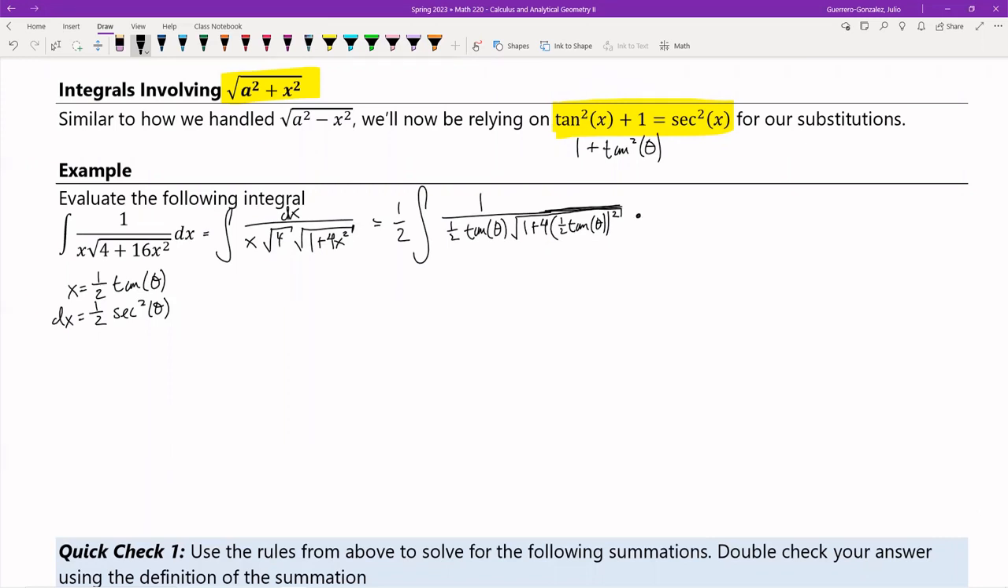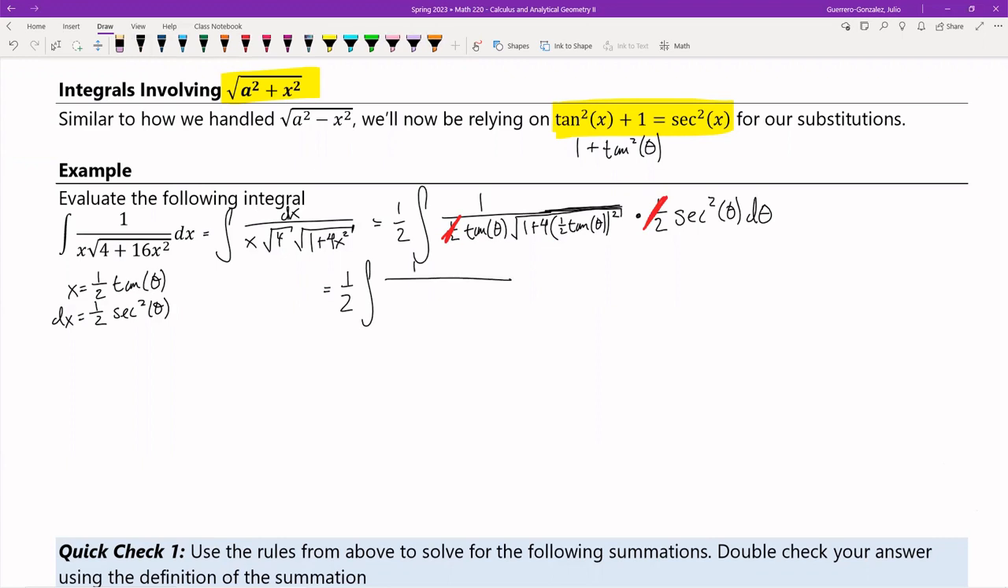Times dx, which we know is 1/2 secant squared theta d theta. There's a 1/2 on the bottom and a 1/2 outside multiplied, so there's still going to be a 1/2 out here. Just keep that in mind. Let's go ahead and do some reducing here: 1/2 integral.